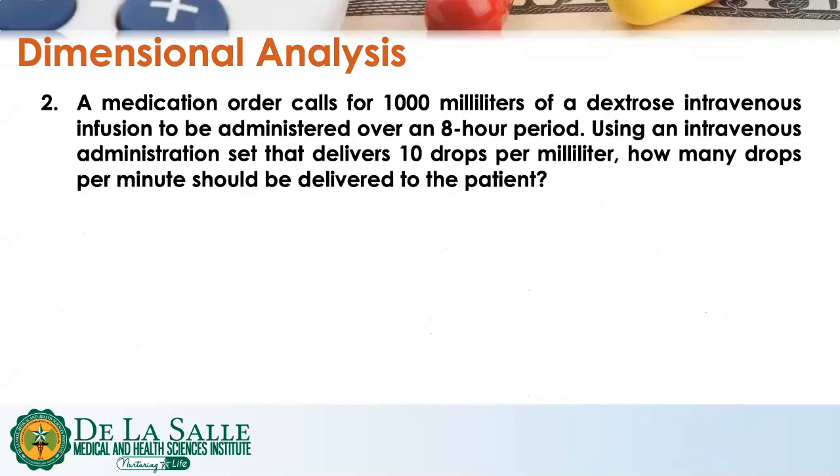Just like what we did in the previous item, let us identify the given quantities. We have 1,000 milliliters, which are to be given for an 8-hour period. The administration set delivers 10 drops per milliliter of the medication. The quantity that is desired is in drops per minute. Now, in order for us to set up our equation, let us first write the unit of the quantity that is desired. And in this case, it is drops per minute.